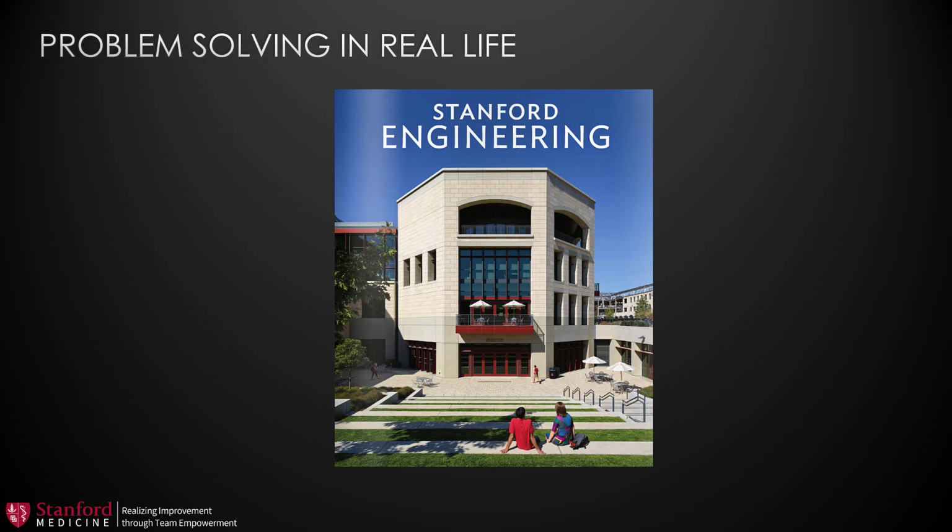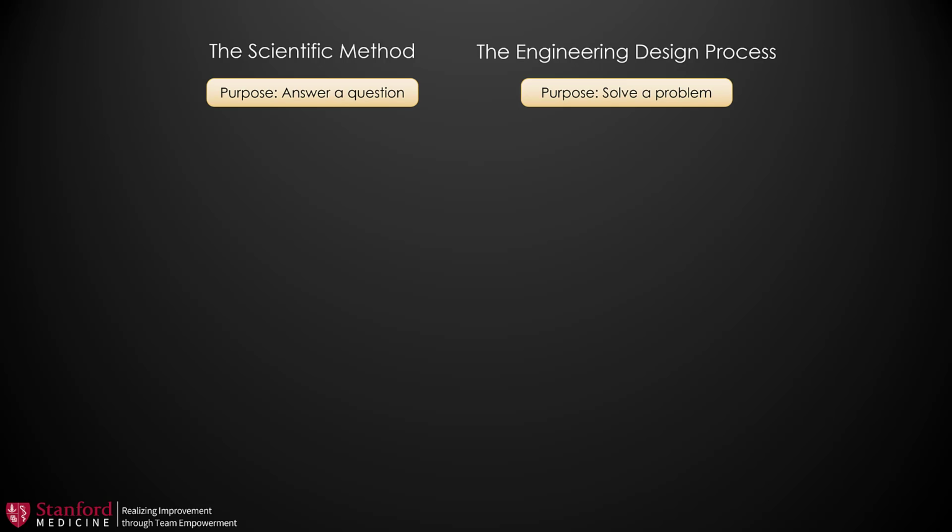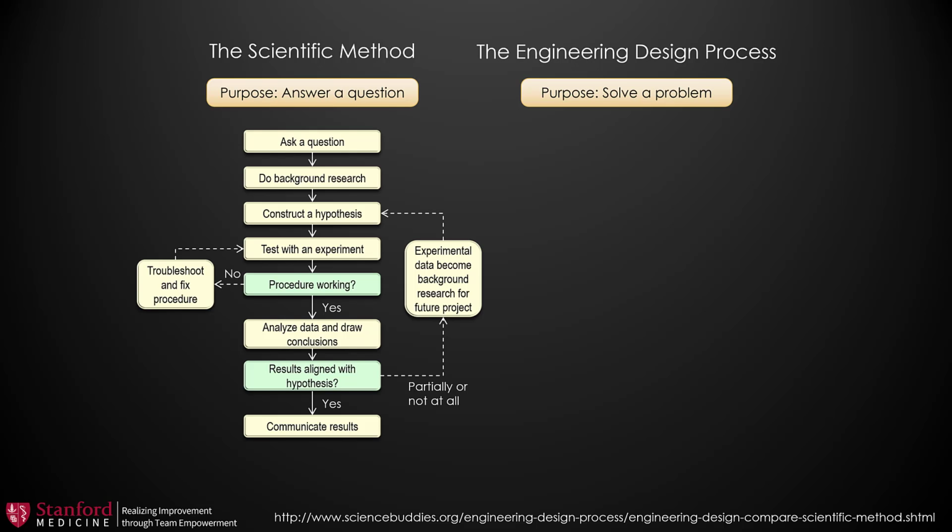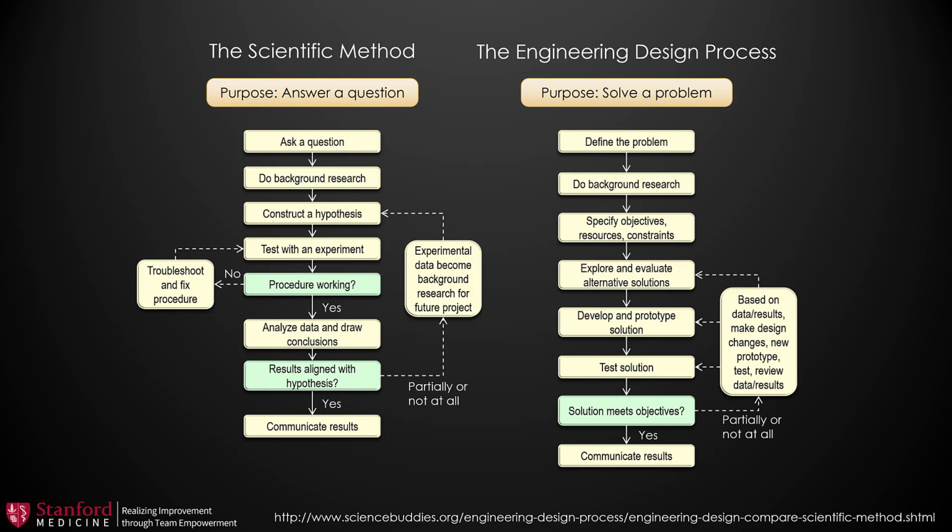So how do engineers think? Engineers use what's called the engineering design process. The engineering design process in some ways resembles its cousin, the scientific method, but there are some key differences. The main difference is that the purpose of a science project is to answer a question, whereas the purpose of an engineering project is to solve a problem. Most of us are very familiar with the scientific method. It's a method that's proven its worth billions of times over. But believe it or not, the engineering design process is even older.